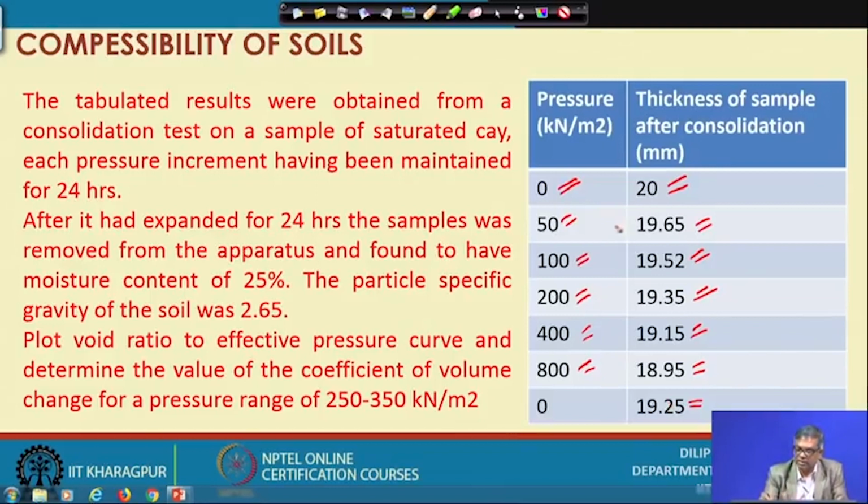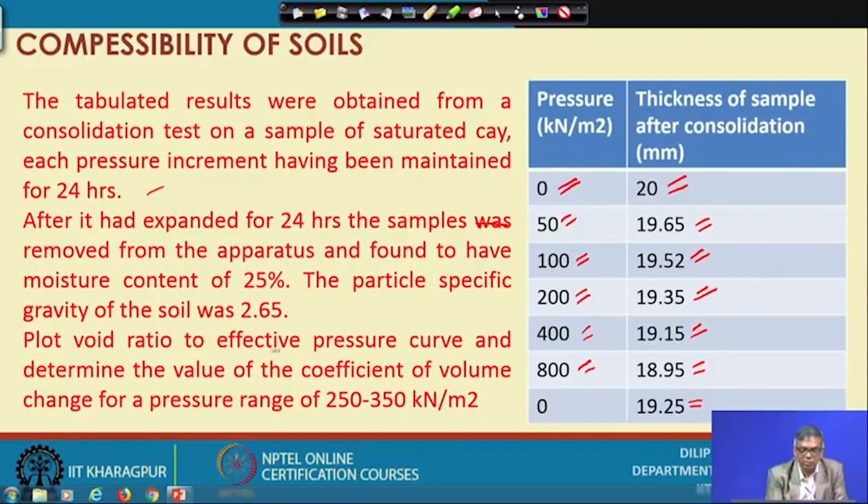This thickness is at the end of the consolidation of 50 kPa pressure, at the end of consolidation of 100 kPa pressure, like that it is given. Each pressure increment having been maintained 24 hours, and after it had expanded for 24 hours, the samples were removed from the apparatus and found to have moisture content of 25%. The particle specific gravity of the soil was 2.65.